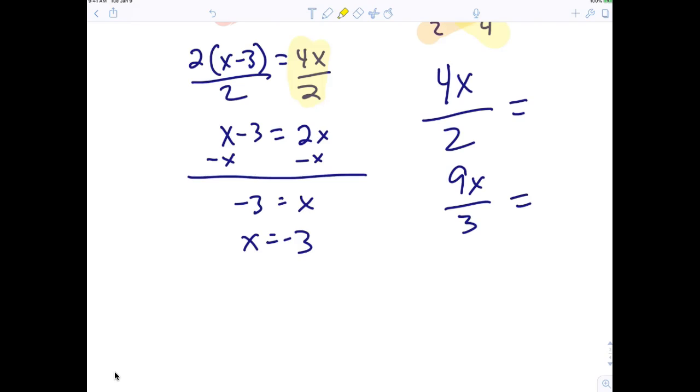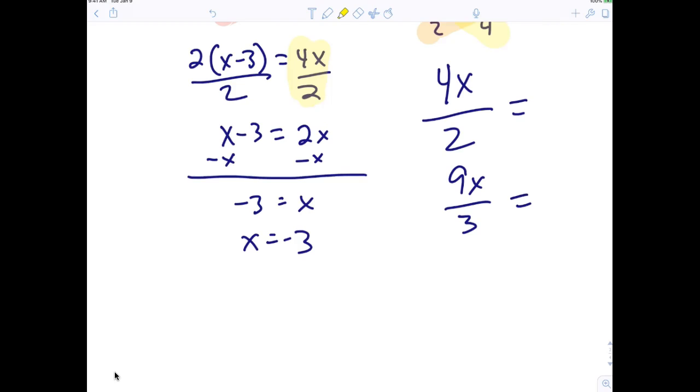What happened to the 2's? They canceled out, right? So over here, I have a 4x and a 2. What did I do with this fraction bar? What does that mean again? Yeah, that's all. So it's just 4x divided by 2. That's all. All right? Yes, sir.